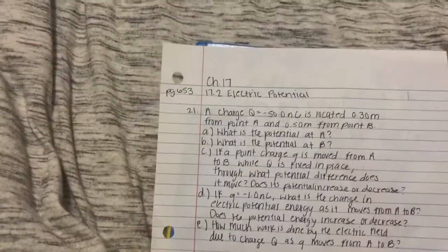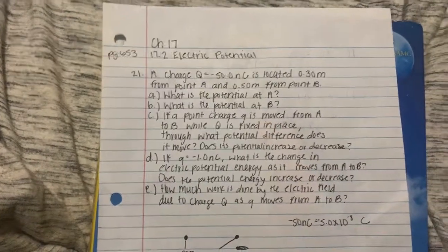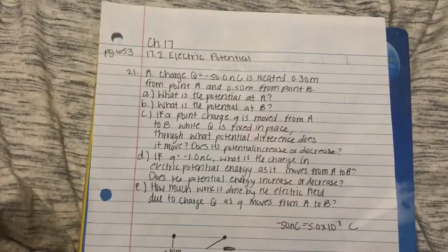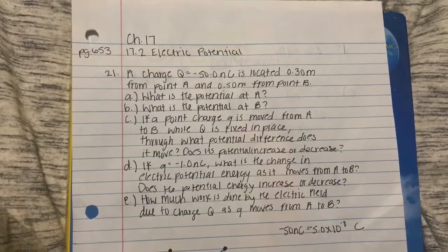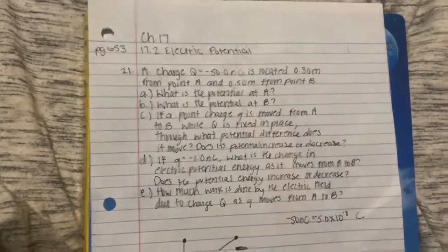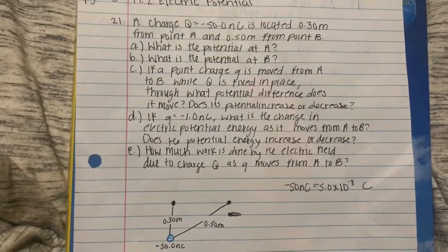All right, this is another chapter 17 reassessment. The problem is a charge Q equal to negative 50 nanocoulombs is located 0.30 meters away from point A and 0.50 meters from point B. A, what is the potential at A? B, what is the potential at B?